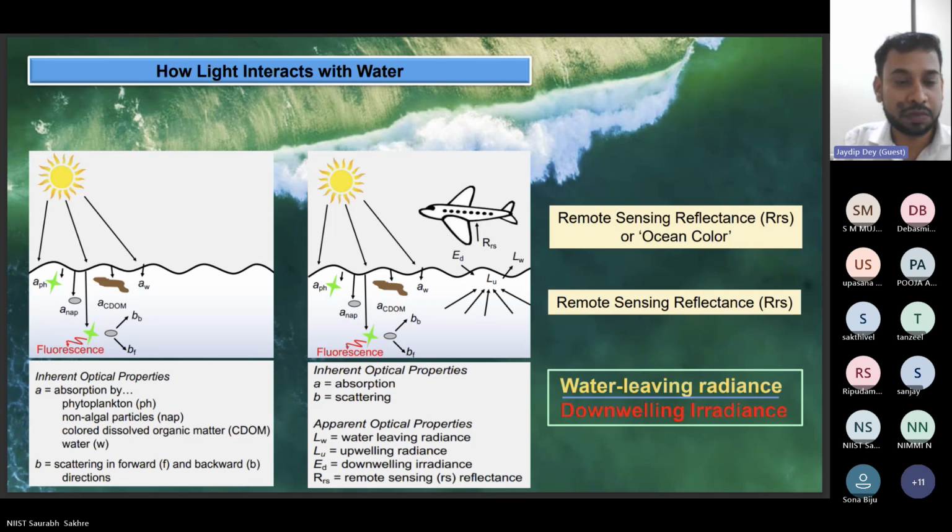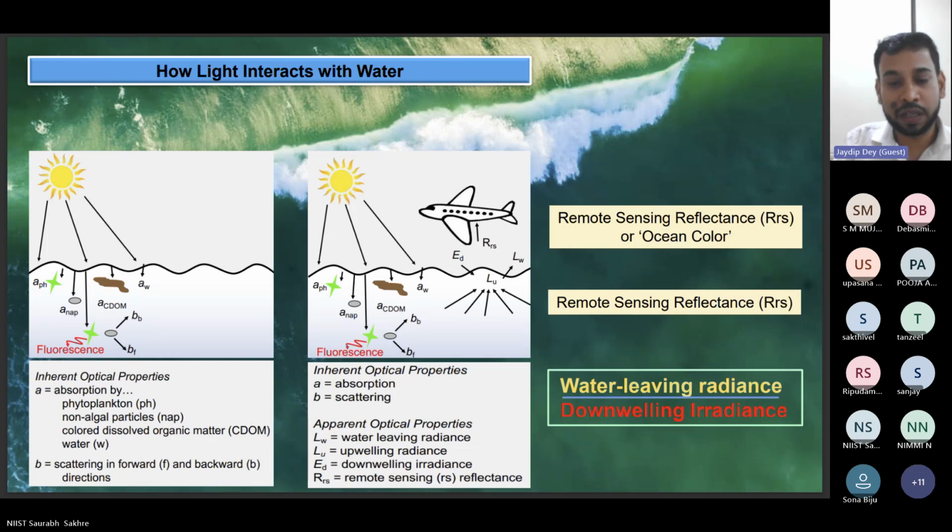Absorption takes place because of phytoplankton, non-algal particles, colored dissolved organic matter, and water itself. Scattering happens in two modes, in the forward direction and the backward direction. Just like inherent optical properties, apparent optical properties are also impacted by these parameters. So, what are the apparent optical properties? There are water leaving radiance, upwelling irradiance, downwelling irradiance, and remote sensing reflectance.